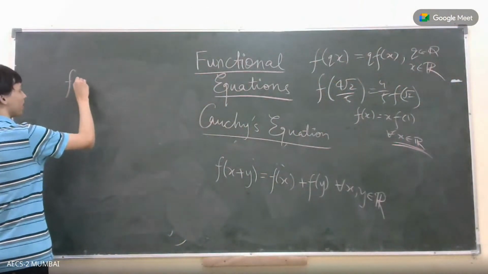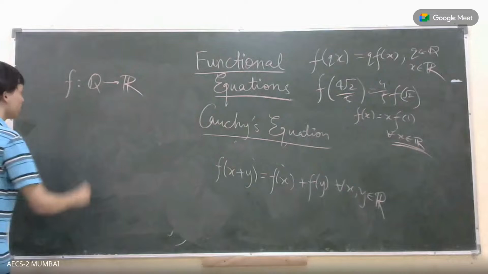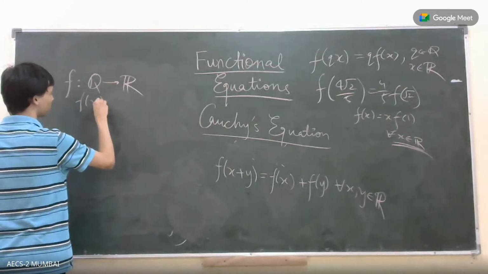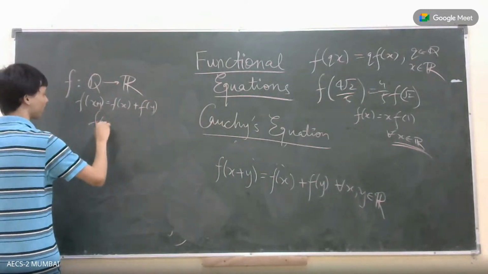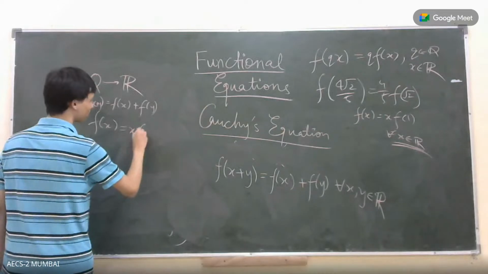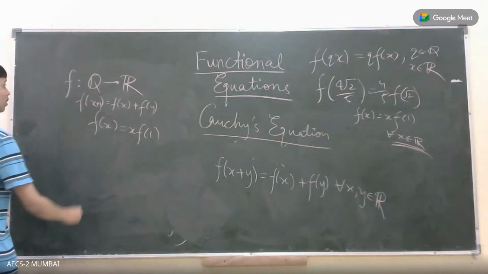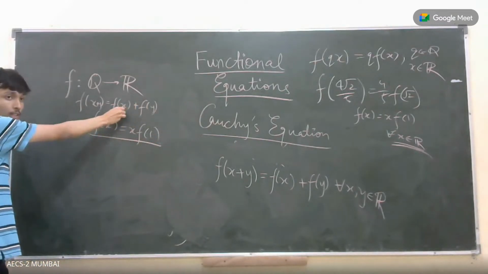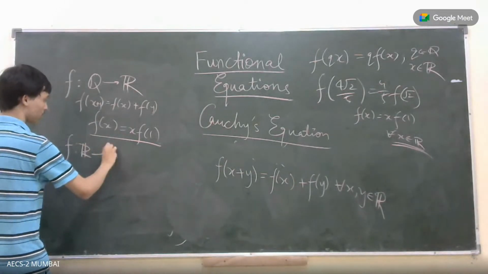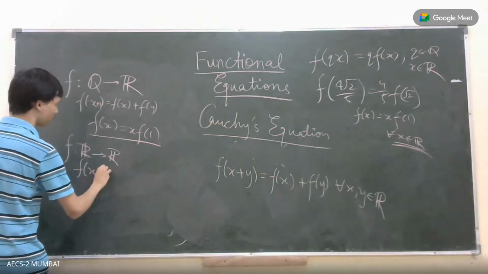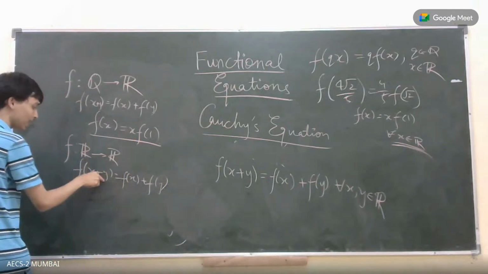So if I have a function from Q to R such that f of x plus y equals f of x plus f of y, then I have f of x equals x times f of 1, no question asked. We just derived it, right? This is the only function that satisfies this. All I'm saying is that if you have a function from R to R such that f of x plus y equals f of x plus f of y, this function satisfies this too.